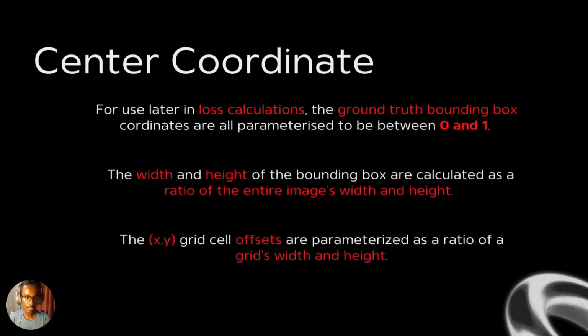For use later in loss calculations, the ground truth bounding box coordinates are all parameterized to be between 0 and 1. The width and the height of the bounding box are calculated as the ratio of the entire image's width and height. We need to divide the width and height of the bounding box by the width and height of the image. And the XY grid cell offsets are parameterized as the ratio of the grid's width and height.